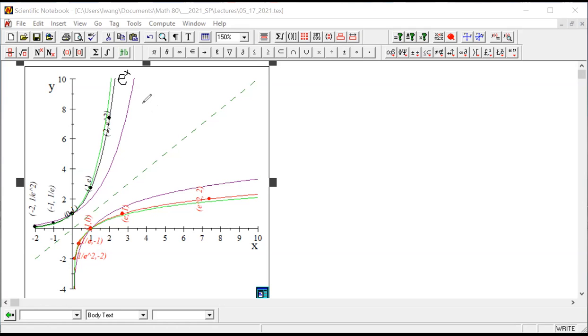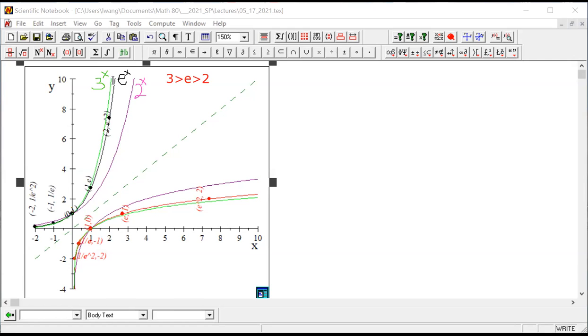The black one is e to the power x. The purple here is 2 to the power x. The green is 3 to the power x. And we're reminded that 3 is larger than e, which is larger than 2, and that picture seems rather obvious. e is between 2 and 3.